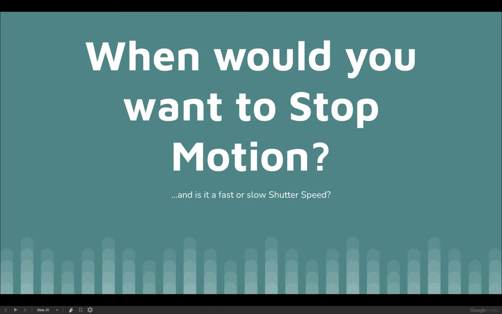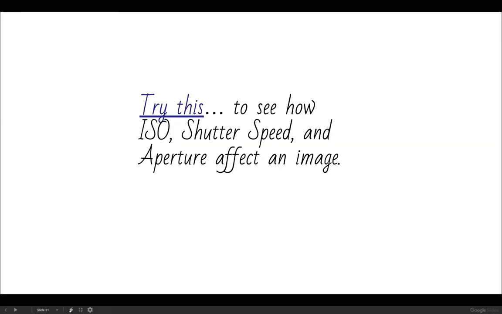So when would you want to stop motion? And is it a fast or a slow shutter speed? You want to stop motion when you want to freeze something to see it clearly if it's moving very quickly. And it's a very fast shutter speed. A good way to remember it is the faster your subject is moving, the faster your shutter speed would be to capture it and freeze it.